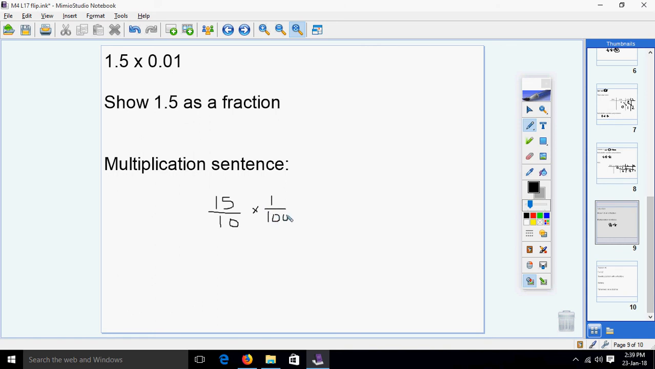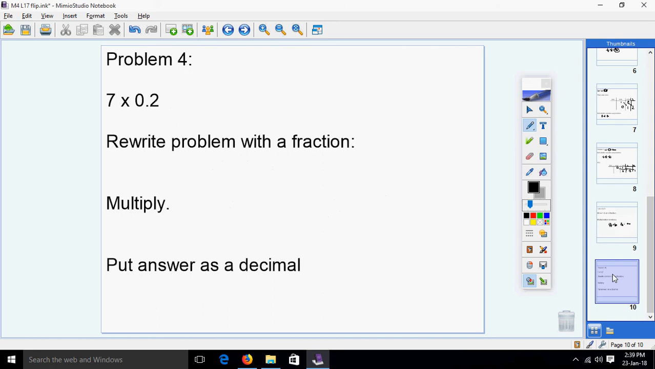Let's multiply 15 times 1, and I'm going to get 15. And then I'm going to multiply 10 times 100, and I'll get 1,000. So there's my answer. I'm not going to simplify it because if I do, I'm not going to get my place value of thousandths. I'm going to go straight to my decimal from here. The last number has to be in the place value that you're saying. So the 5 has to be in the thousandths place. So our 1 is in the hundredths and our 5 is in the thousandths. And there's our answer.